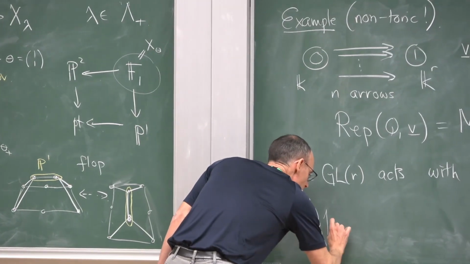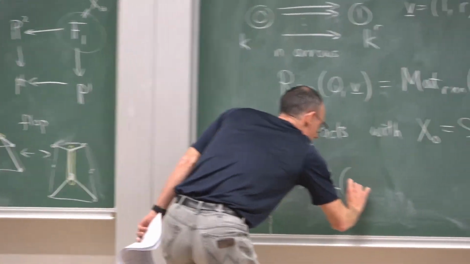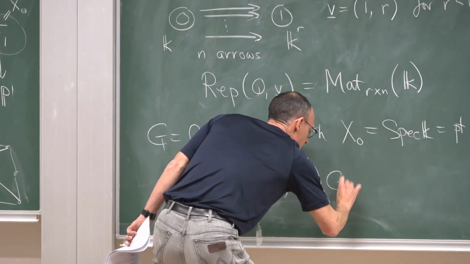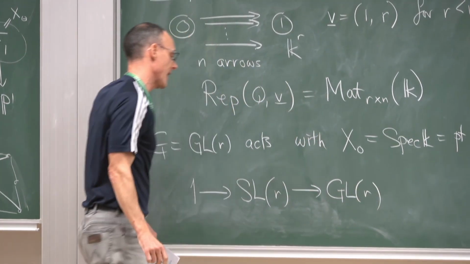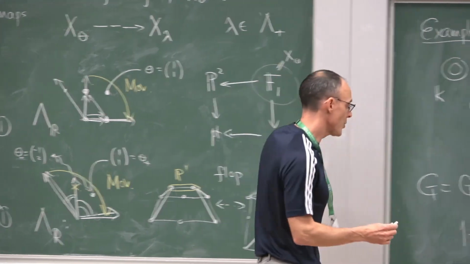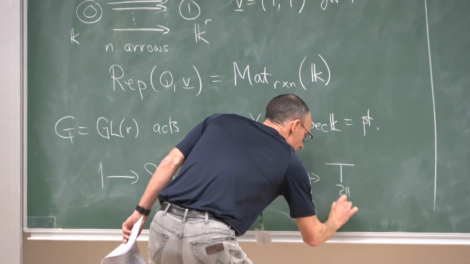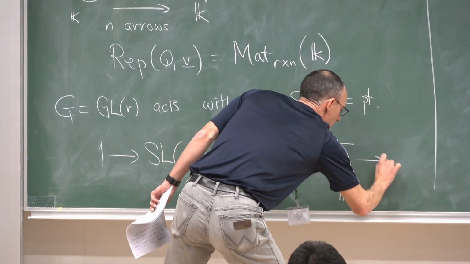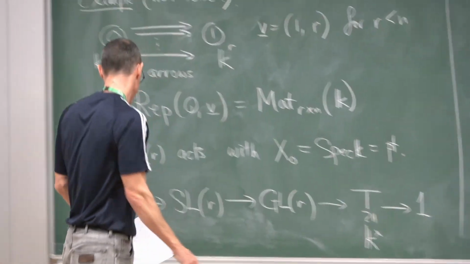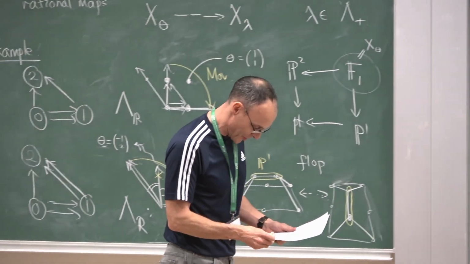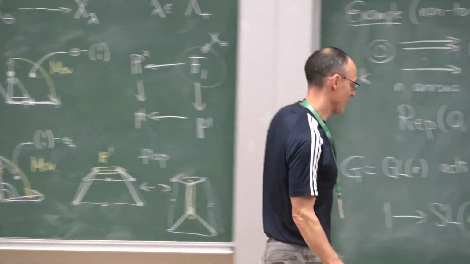So I'm going to use that GL contains SL, and the quotient is a one-dimensional torus that I'll call T. I couldn't work out whether it's right 1 or 0 at either end, so I've gone with 1.